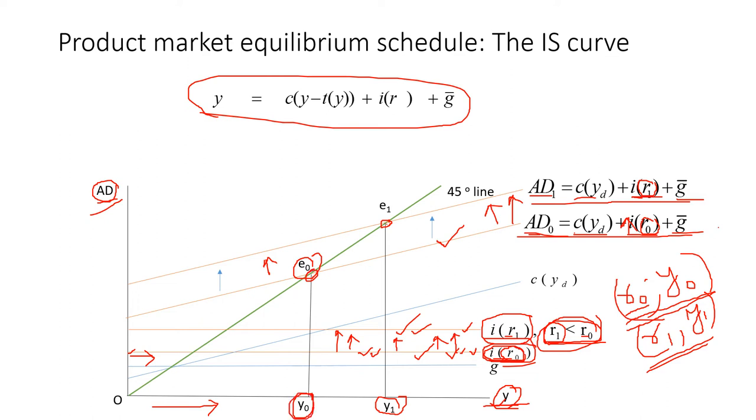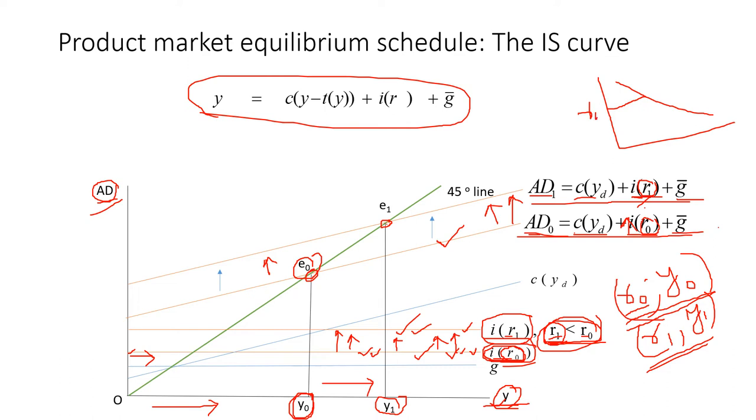But when you reduced your rate of interest from R0 to R1, your income is basically increasing. So if you plot R0, Y0 and R1, Y1, that should look like a negative downward sloping curve. Why? Because remember, we started with R0.